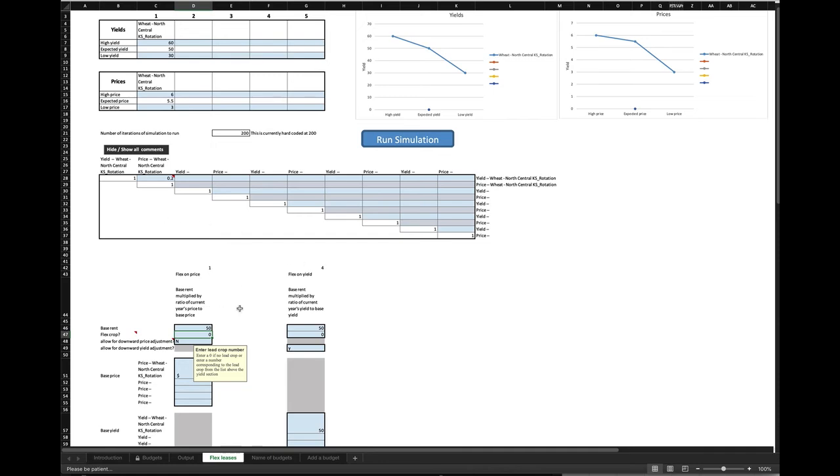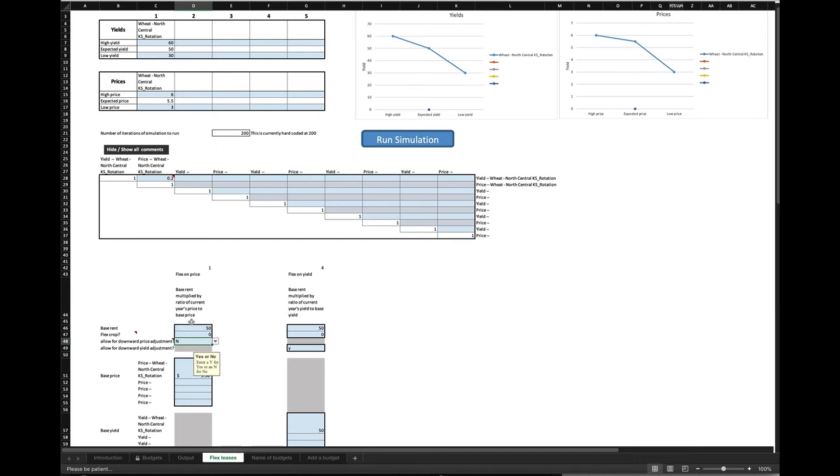So again, a whole lot of different variations when it comes to the flexible lease part. And then the other part that may be important is whether you allow for downward price adjustments. Some landlords may say, well, I'm willing to go to a flex lease, but I don't want to allow my price to actually go below that. So I may be willing to accept a lower overall base rent in exchange for flexing, but I don't want it to go below that.